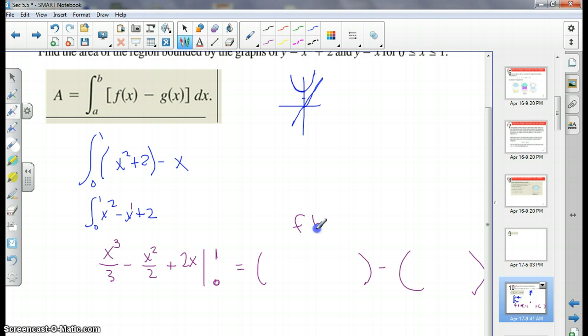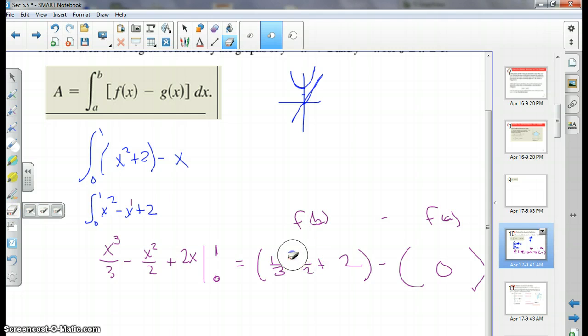So here comes my f of b minus f of a. Here's my f of b term. Here comes my f of a term. And let's see, let's plug in a 1. 1 times 1 times 1 is 1, 1/3, minus 1/2, plus 2 more, minus, and I'm going to throw in some zeros. Well, if you throw in a 0, that's okay, 0 divided by 3, 0 divided by 2, and it's not very interesting. It's a whopping 0. So really it's just 1/3 plus 1/2 plus 2.